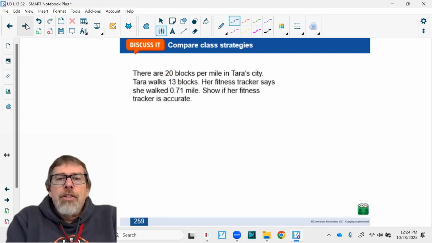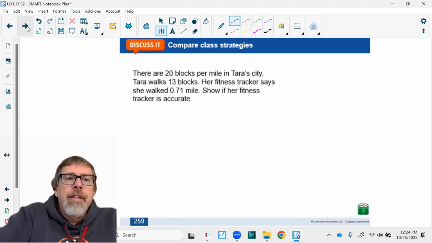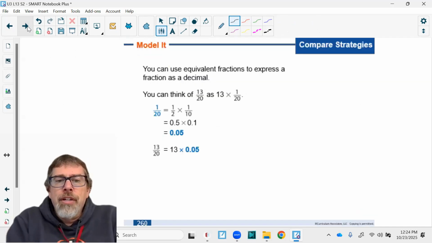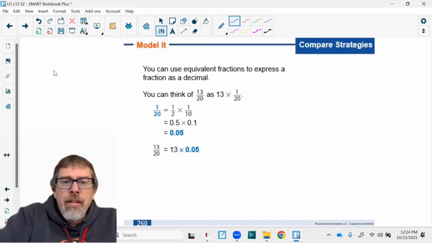Okay, compare class strategies. There are 20 blocks per mile. We already did this. I'm going to skip it. We're not going to do the discuss it. And then they were showing how to do it here a little differently, and I'm not going to ever do it this way. I think this is more confusing, so we'll skip that.